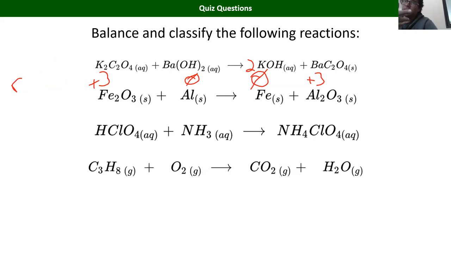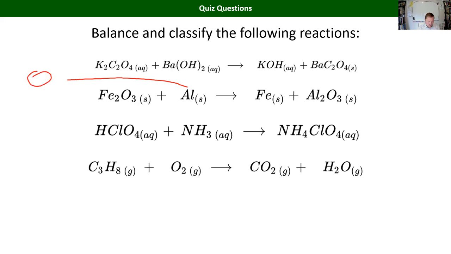Can you explain how you got the charges? Like why is the iron oxide plus three, why is aluminum no charge? Yes, so anything that's in its elemental state, meaning it's by itself and it's neutral, is always going to be zero. Aluminum starts as zero because it's by itself and it's neutral. So it has to have an oxidation state of zero in order to make the overall charge zero. And same with the iron over here.